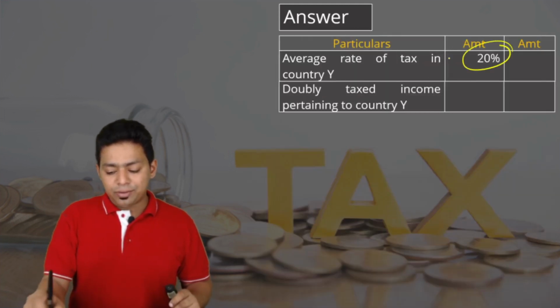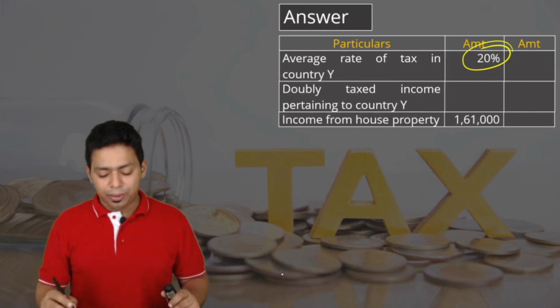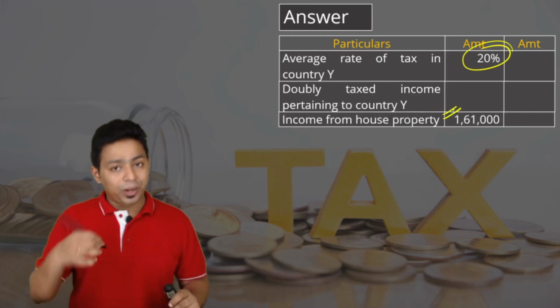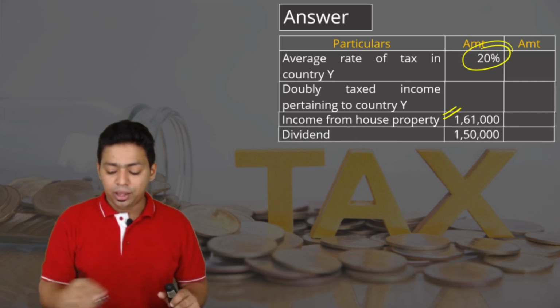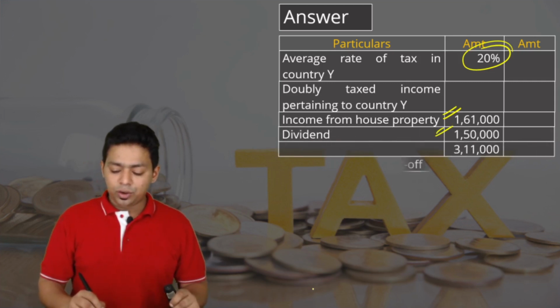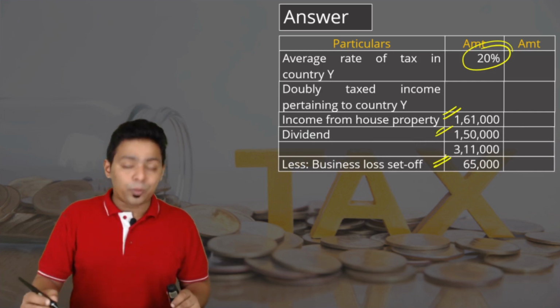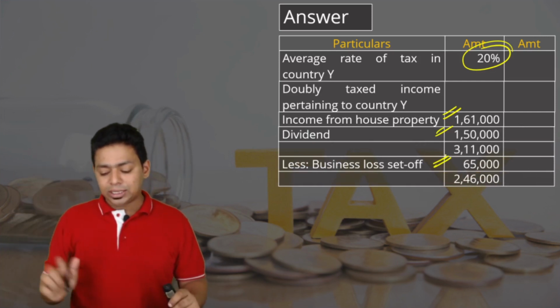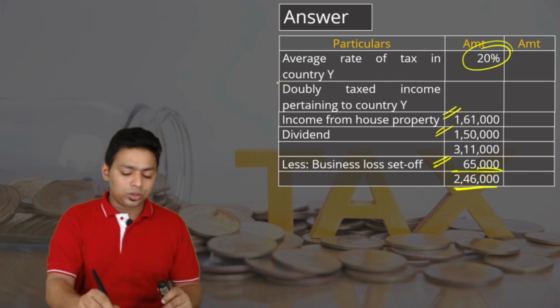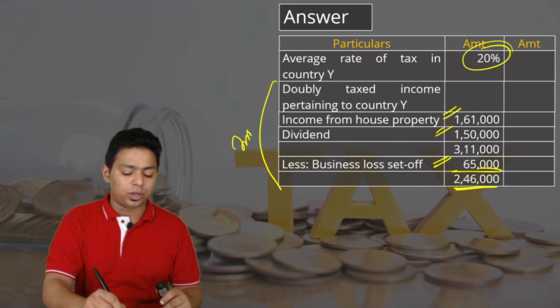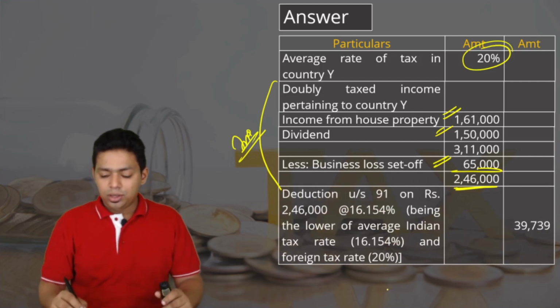Now for country Y, average rate of tax is 20%. Let's look at the doubly taxed income. Income from house property in India 1,61,000. Doubly taxed income you have to compute as per India. Dividend 1,50,000. Business set off we will provide because India provides set off. So doubly taxed income in India was 2,46,000 only. This doubly taxed income is a very important adjustment of this question.